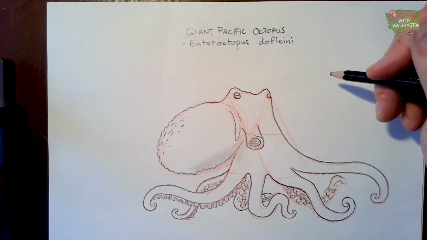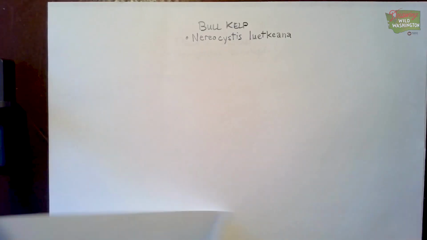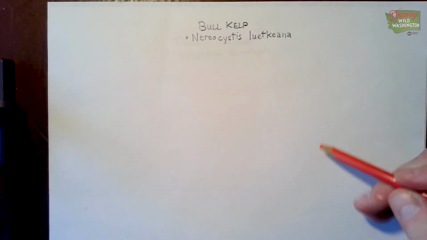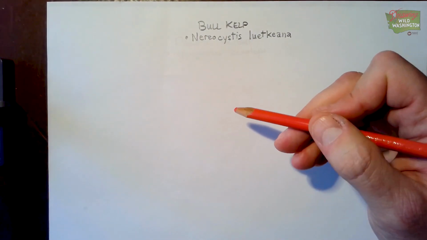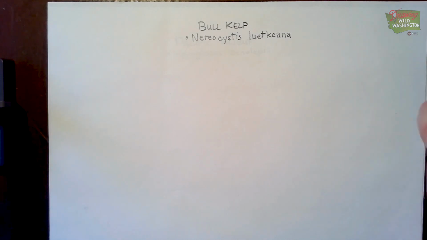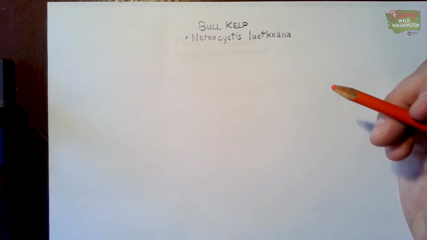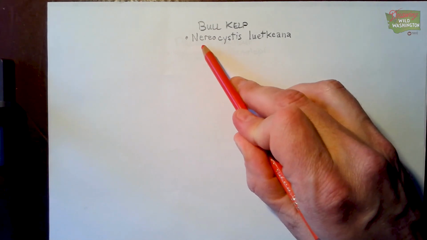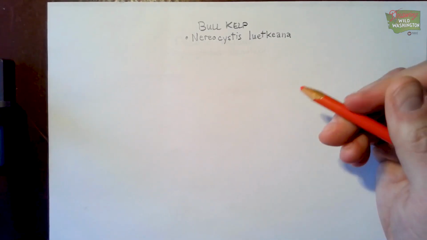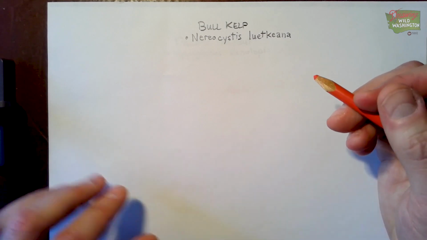All right, next up. Now, we spend a lot of time drawing animals in this show, but it's also worth noting that there are some cool plants. And when you're drawing ocean scenes and ocean environments, it's always great to put in some plants in the background. So I'm going to show you how to draw bull kelp. Bull kelp's actually a brown algae. Its Latin name is Nereocystis luetkeana. And it's pretty simple to draw, so I'll just do it quickly here, and then you can draw a bunch of them.